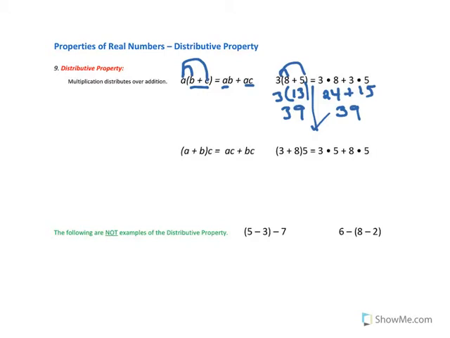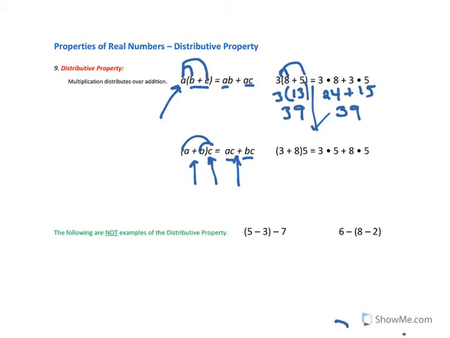Here, again, it doesn't matter if your A on the outside comes first or it comes last, after. It's still going to be A times C and B times C. A times C and B times C. And this sign is always going to stay the same.